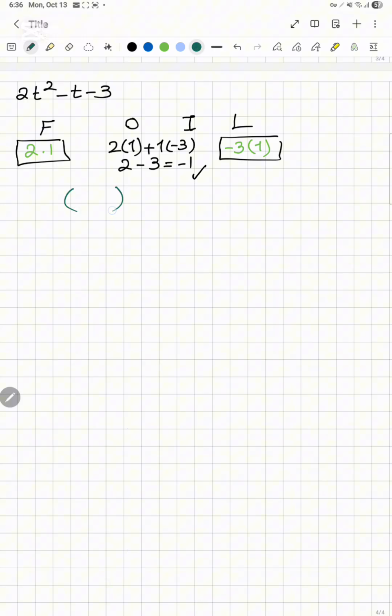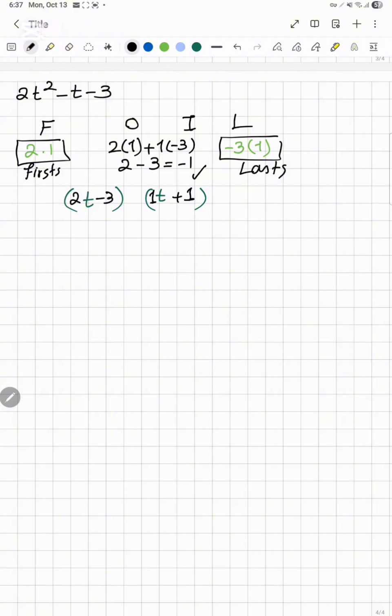I'm going to have 2 parentheses and put the variable inside. These are the firsts of each, and these are the lasts of each. So this is going to be 2, this is going to be 1, negative 3, and positive 1.